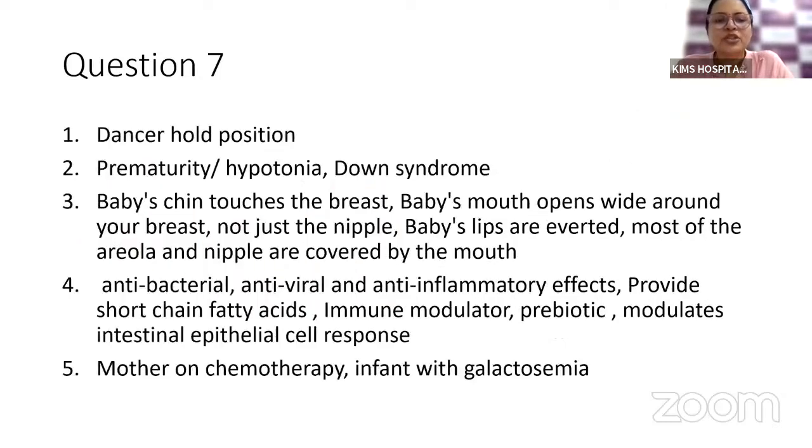The signs of good latch include the baby's chin touching the mother's breast, baby's mouth wide open around the breast and not just the nipple, baby's lips being averted, most of the areola and the nipple being covered by the mouth. So you may be given pictures of good and inadequate latch. Remember that for identifying good attachment, the baby's chin must be touching the breast, baby's mouth should be wide open, and it should be covering the whole areola, lips averted, and most of the areola must be covered by the baby's mouth.